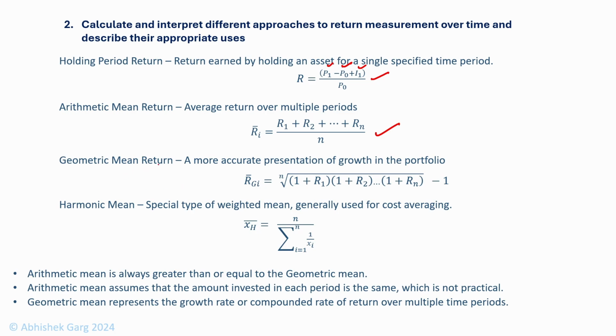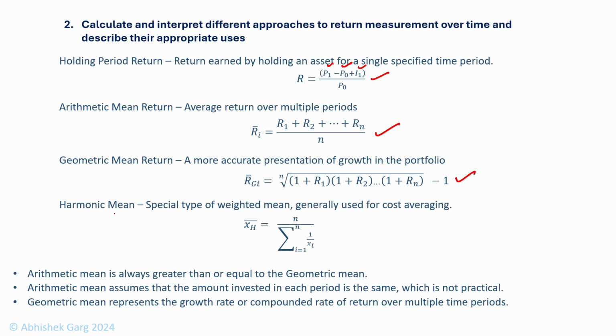Then let's talk about the geometric mean return. Geometric mean return is a more accurate presentation of growth in the portfolio, and geometric mean return is calculated as the geometric mean of all the returns minus 1. So that will be your geometric mean return.